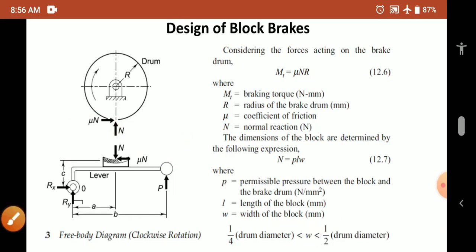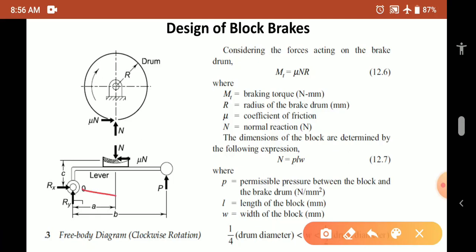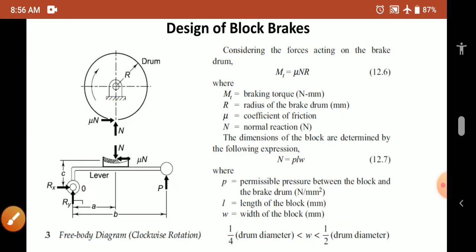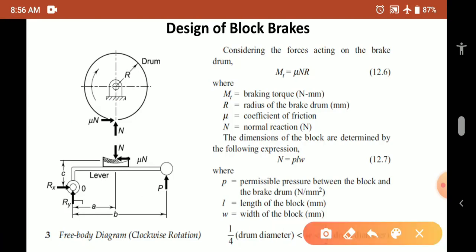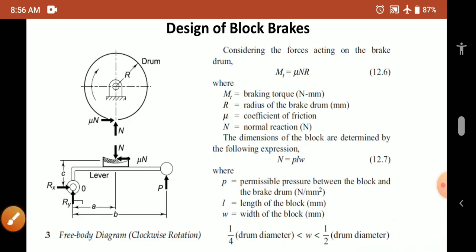Now this lever is hinged at a certain point O, as shown here. Therefore, in order to balance the forces acting on this braking system, some reactive forces in the horizontal and vertical directions will be there. Rx is the horizontal component of the reactive force, in the X direction, and Ry is the reactive force in the Y direction, that is, in the upward vertical direction. These are the reactive forces on the hinge.